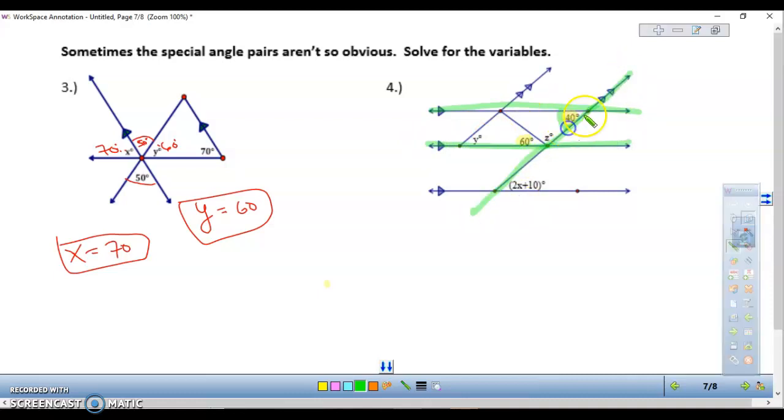Well, at this intersection, the bottom left angle is 40. So at this intersection, the bottom left angle needs to be 40. And now these three angles, this one, and this one, all make a straight line. So 40 and 60 is 100, which leaves 80 degrees for Z. All right, and then let's figure out Y.